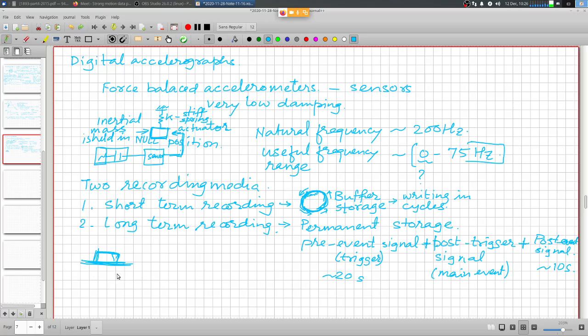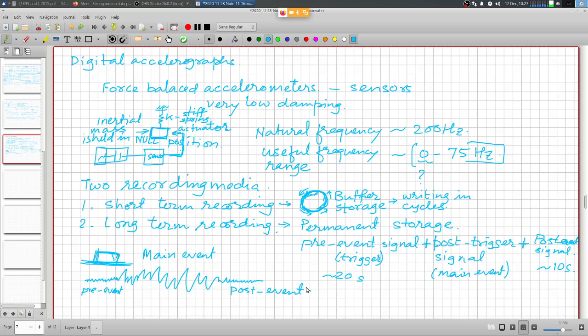So that actually patches up the total signal as something like this. So this is what we call as pre-event, and this is the main event, and this subsequently is post-event.